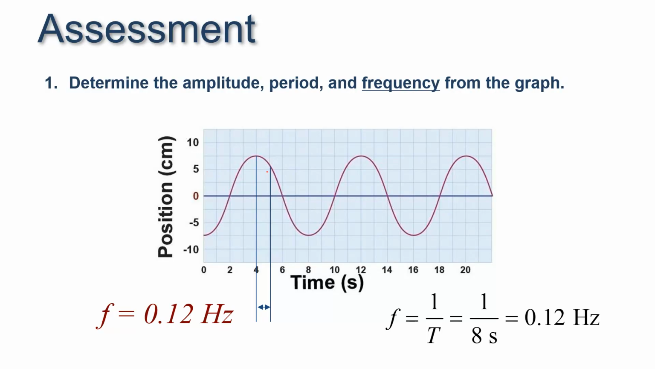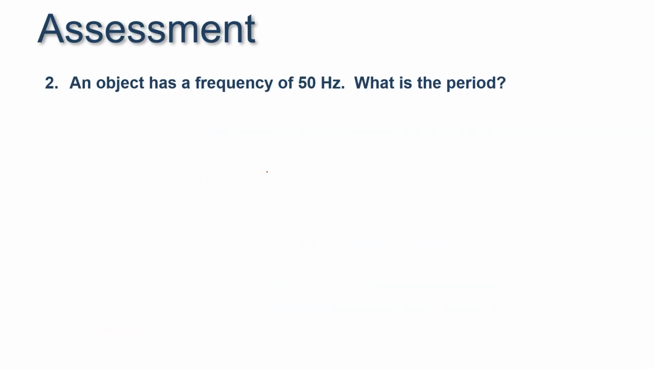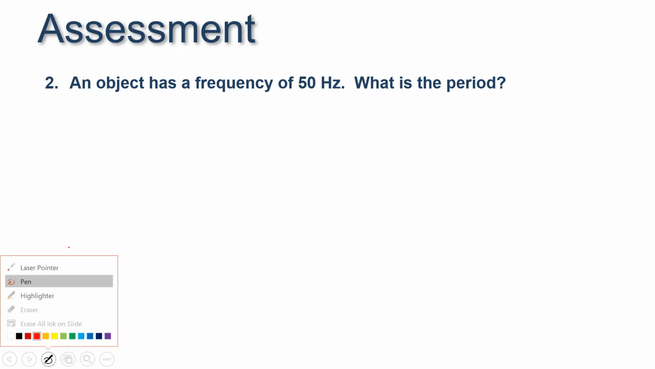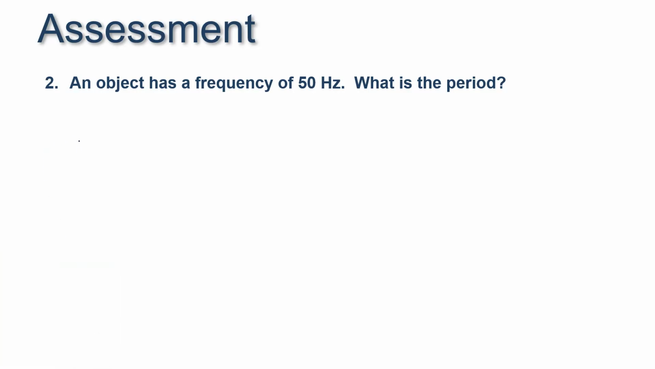Are there any questions so far? All right. So if an object, this I need you guys to write down. We'll do this together. It says the frequency is 50 hertz. So let's do this one. It says the frequency equals 50 hertz. What's the period? Well, the period is 1 over the frequency.